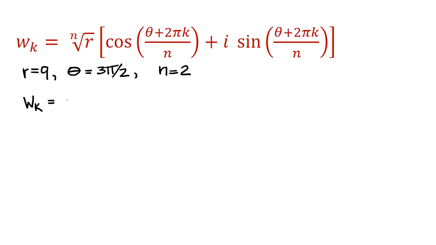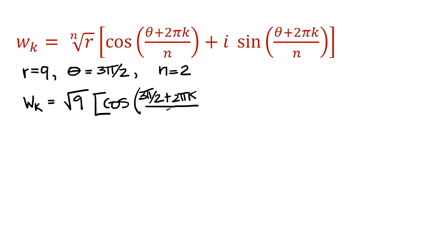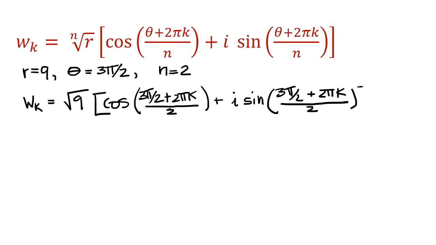w_k, in our case, is equal to the square root of 9 times cosine of theta, which is 3 pi over 2, plus 2 pi k, all over 2, plus i times sine with the same argument: 3 pi over 2 plus 2 pi k, all over 2. Now that's ugly. I really want to rewrite that and make that easier to calculate.